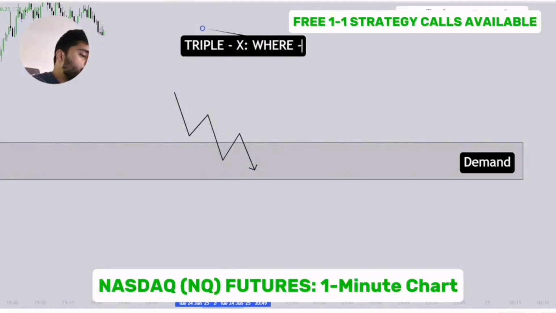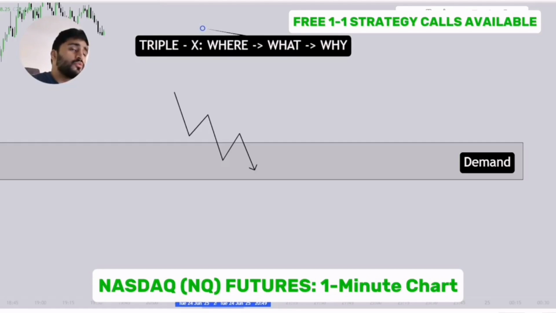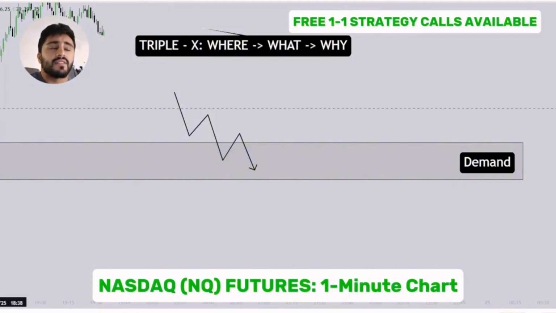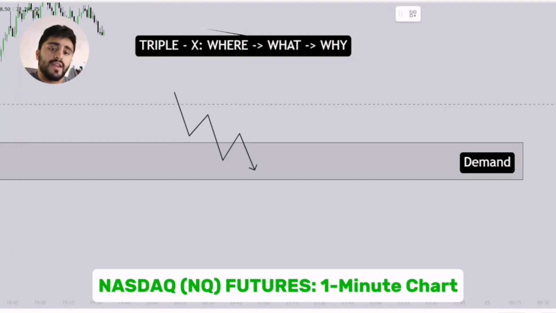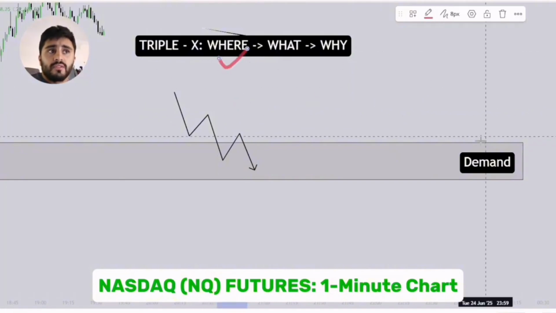You want to know where to trade from, you want to know what to look for, and you want to know why you are looking for it, right? So these are the 3 things that contribute to the triple X model. And so the triple X model is important because you need to always have these 3 things ticked before you take a trade, right? So often the best trading is simple trading, and simple trading comes from having less steps, not more steps.